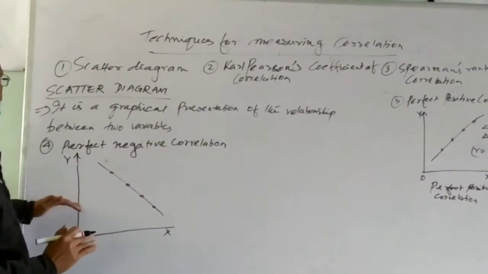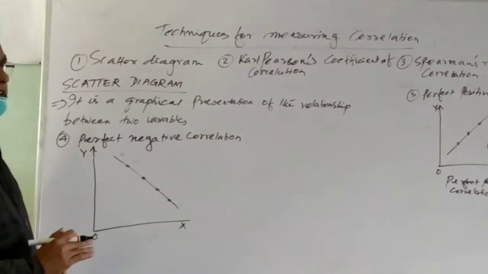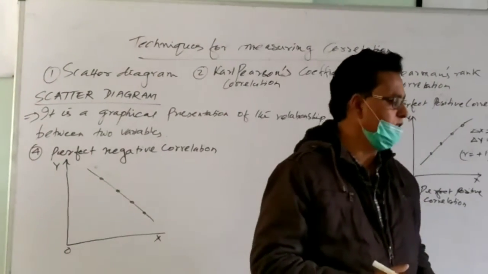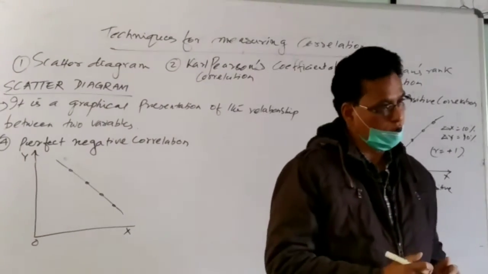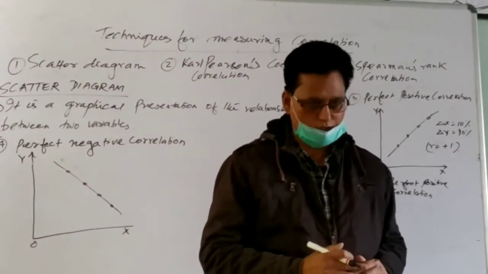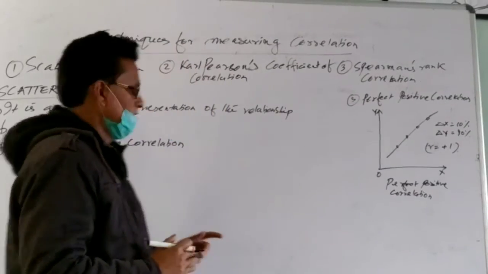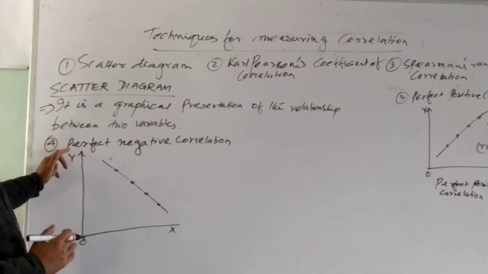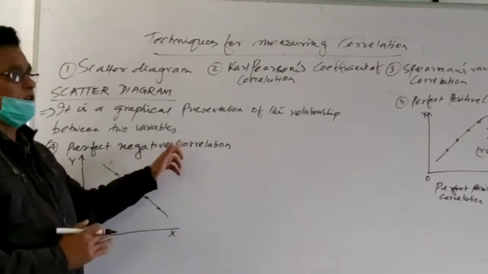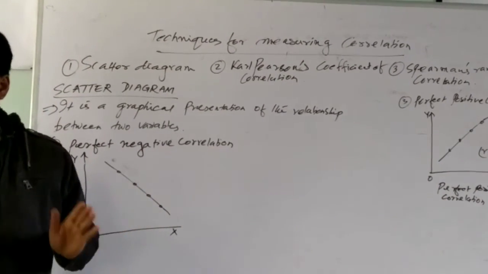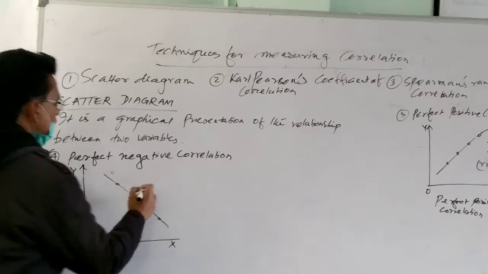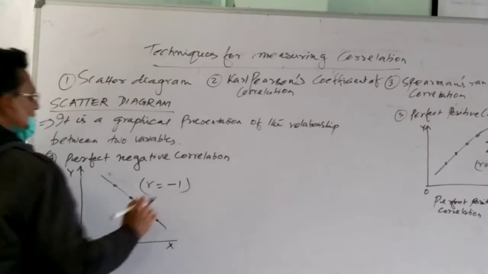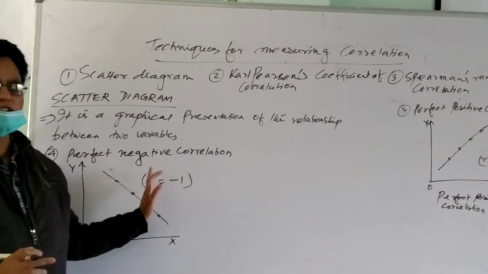Suppose there is a 10% increase in temperature and a 10% decrease in the demand for woolen clothes, clear? That can be represented in the diagram, and that will be known as perfect negative correlation. In perfect negative correlation, the value of R is negative. And this is R is equal to -1.